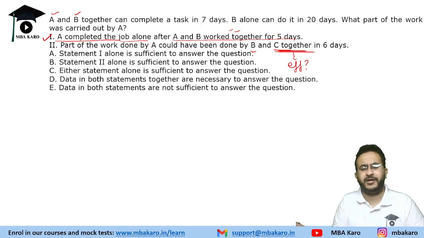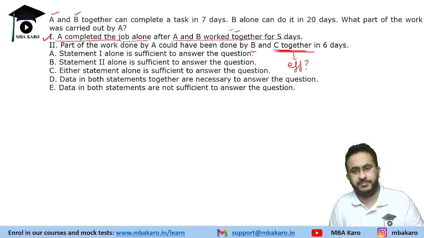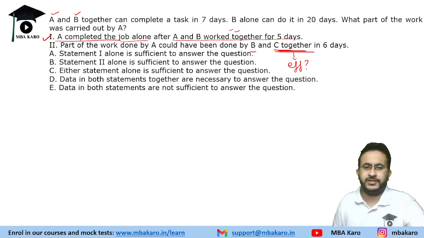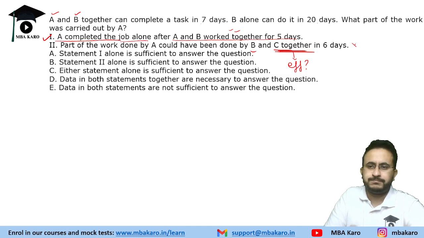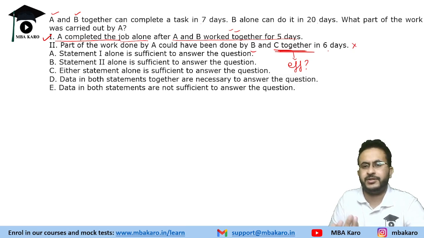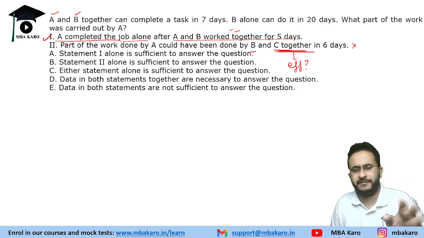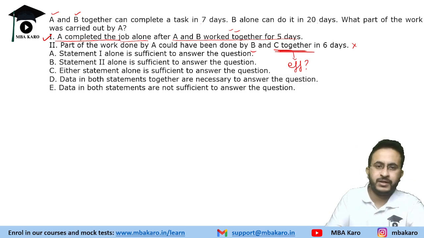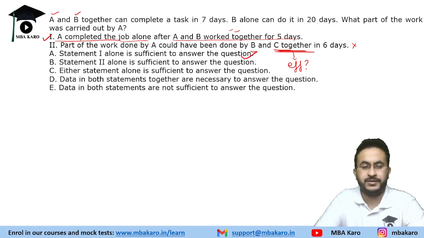Now, what part is done by A? Can we find it, whether it is 30%, 40%? No, we cannot tell, right? And we don't know the efficiency. So this is an irrelevant statement because a third person is introduced. We are not aware of his efficiency. So statement 1 alone is sufficient to answer the question. Statement 2 alone cannot answer this question.